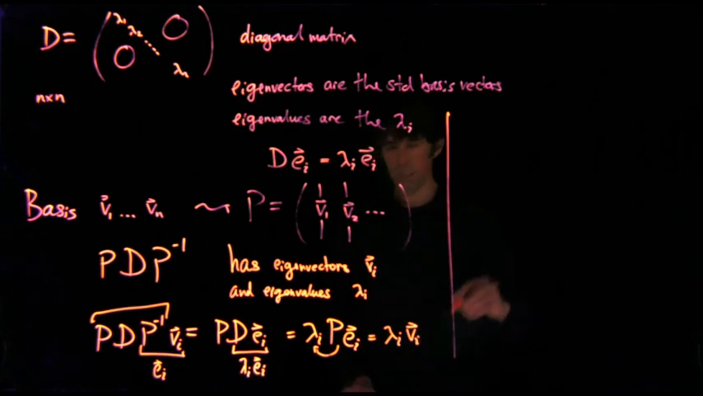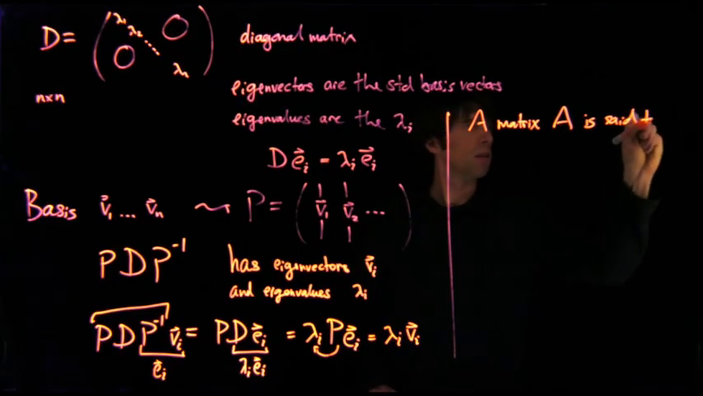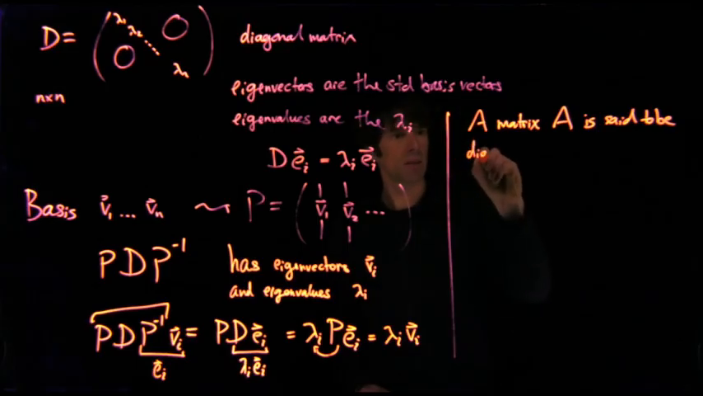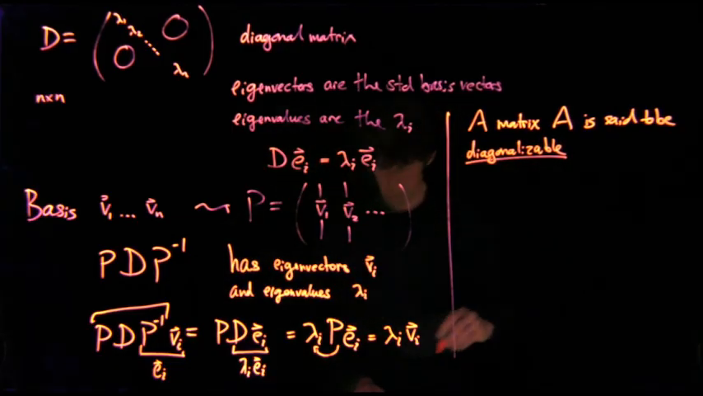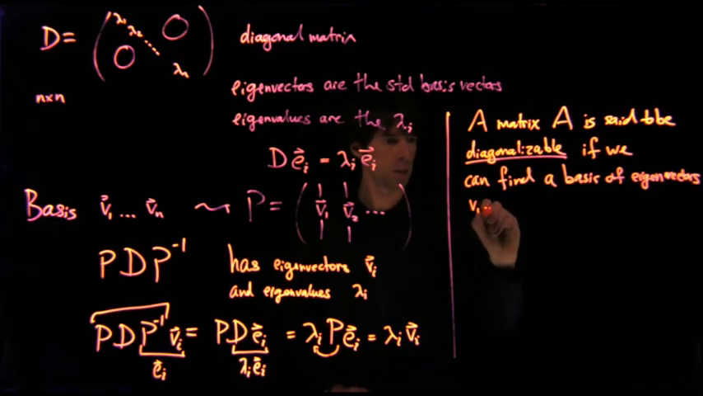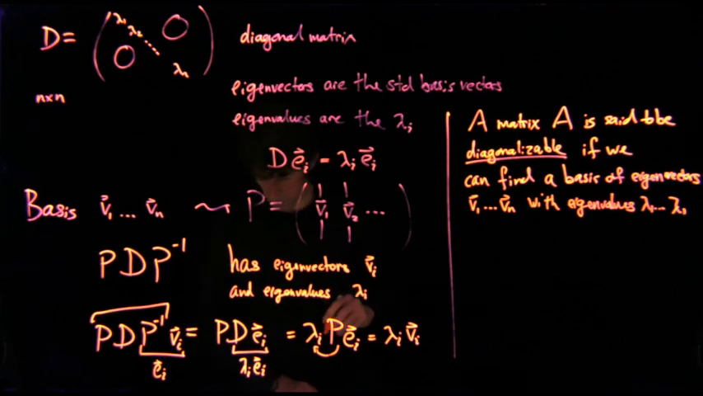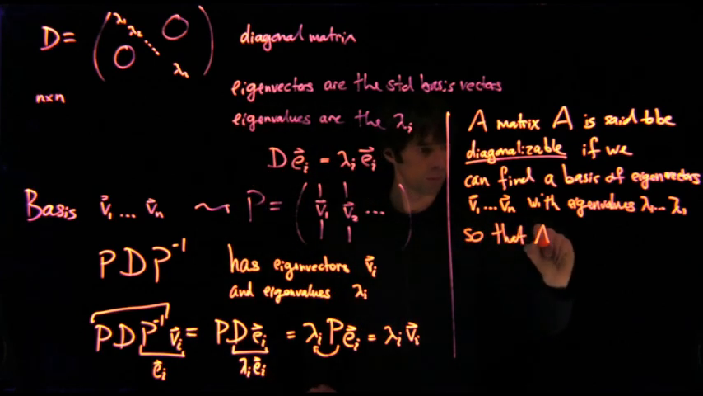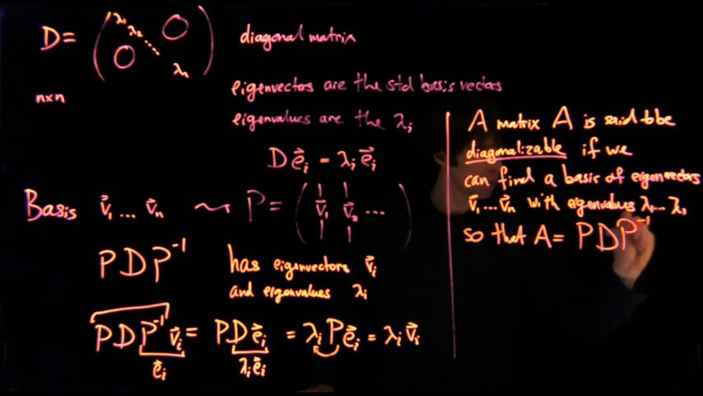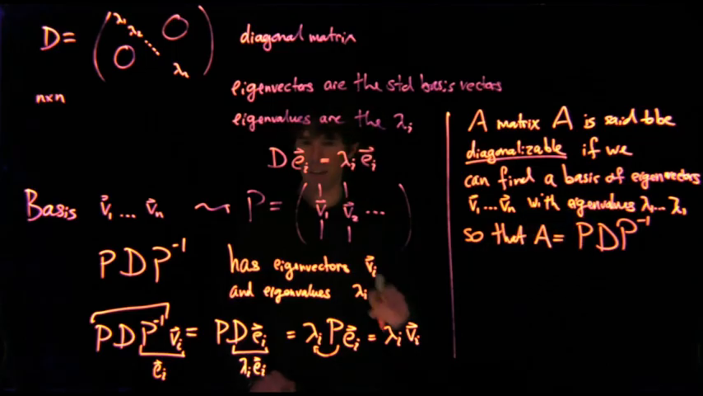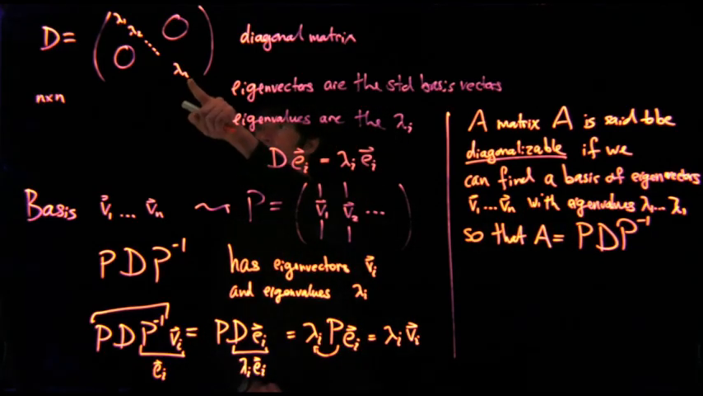So the punchline of this is that a matrix A is said to be diagonalizable if we can find a basis of eigenvectors, v1 up to vn, with eigenvalues lambda 1 up to lambda n, so that this matrix A is of this form, P D P inverse, where P is the matrix that we just made from the v's, the basis of eigenvectors, and D is the diagonal matrix with the eigenvalues along the diagonal.